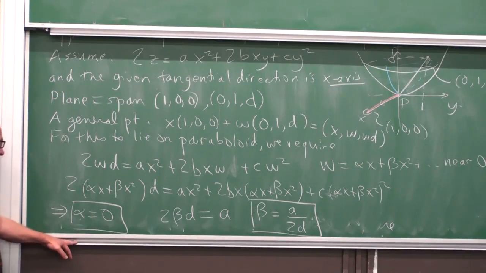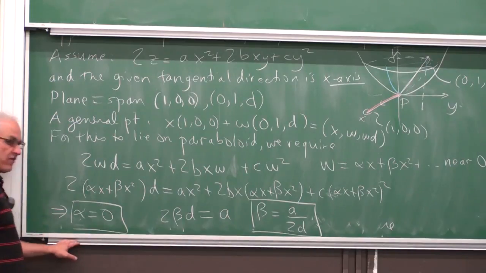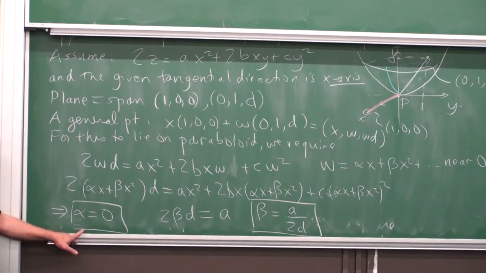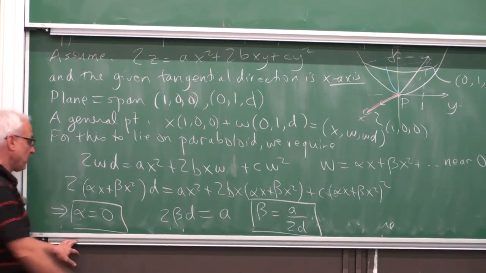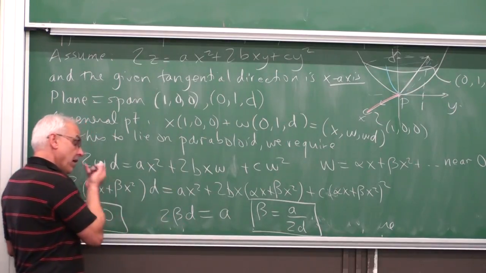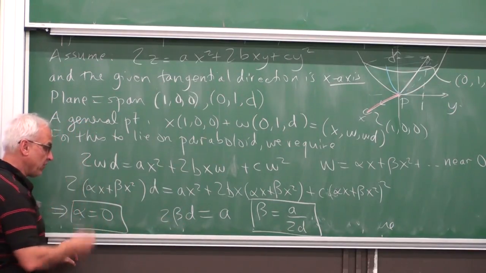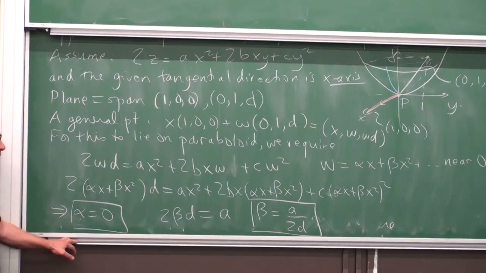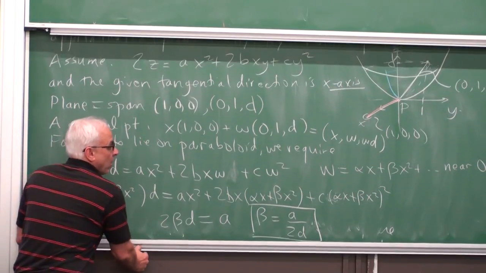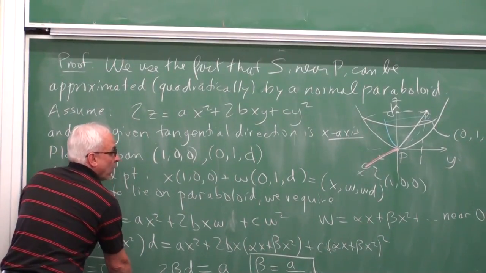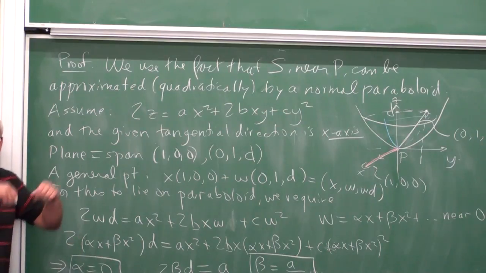So I've done that in two steps, looked at first of all the coefficient of x to conclude that alpha has to be 0, and then given that alpha is equal to 0, looking at the coefficient of x squared and concluding that beta is a over 2d. All right, so now we know what this curve is.